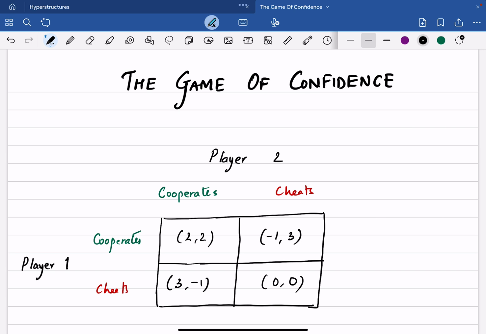And let me first walk you through the basic structure of this game. It's a two-player game, and each player has two options, so two possible moves. And the moves are they can either cooperate or they can cheat. Okay, so what happens when they play these moves? So there are four possibilities, right? Either they could both cooperate, they could both cheat, or player one could cooperate, player two could cheat, or player one could cheat and player two could cooperate.